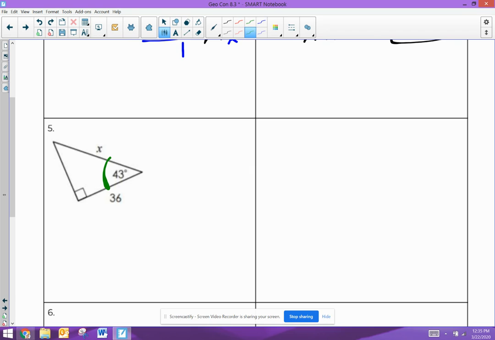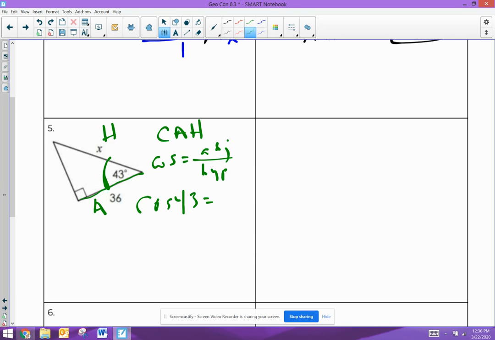So here's our angle. Let's label. Our opposite's over here, that doesn't help us solve the problem. We want to use what we're given and what we need to find out. So what we're given is this adjacent side and this hypotenuse. So when I have AH, that's CAH. So the cosine is the adjacent over the hypotenuse. So the cosine of 43 is the adjacent, 36, over the hypotenuse that I don't know, that's x.